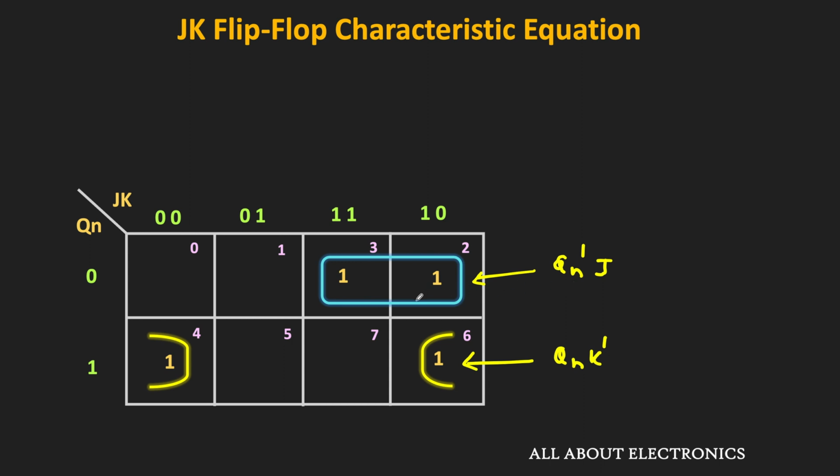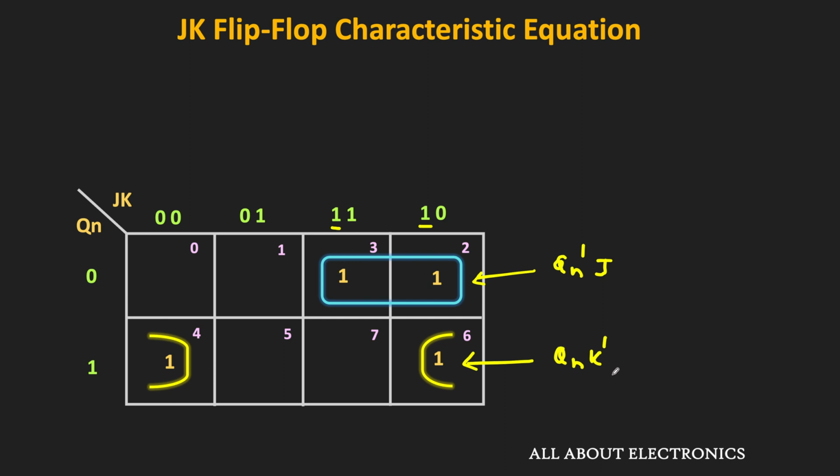Because in this group, the variable Qn is not changing and its value is equal to 0. Similarly, the J variable is not changing and its value is equal to 1. Therefore, this group corresponds to Qn bar dot J. Likewise, in this group, the value of Qn is 1, while the value of variable K is equal to 0. Therefore, this group corresponds to Qn dot K bar.